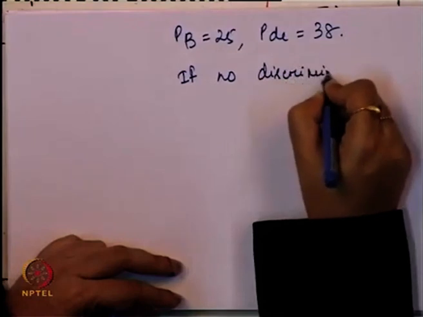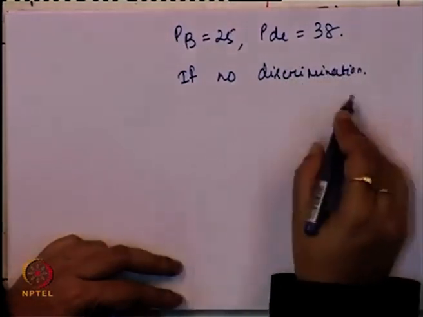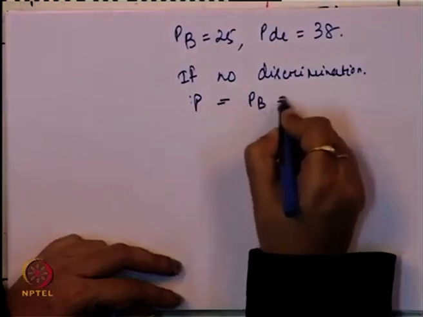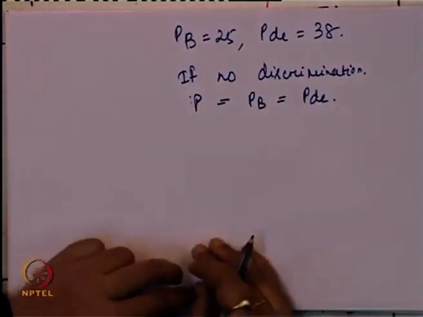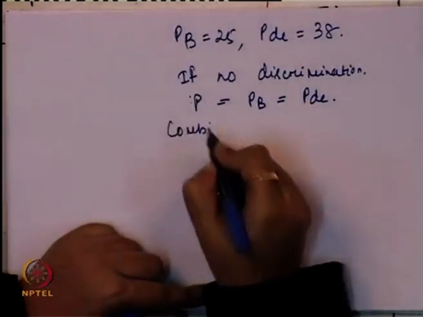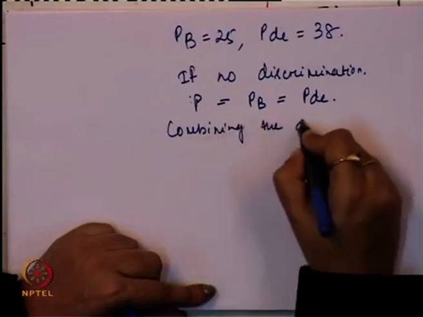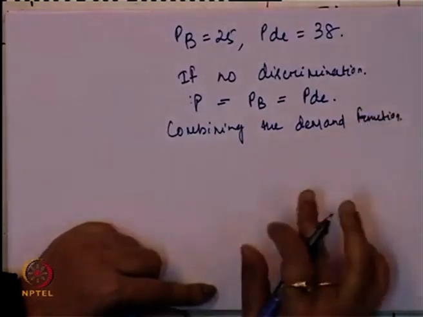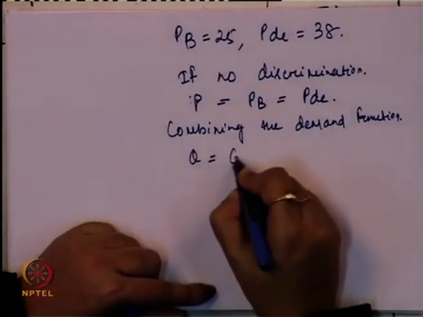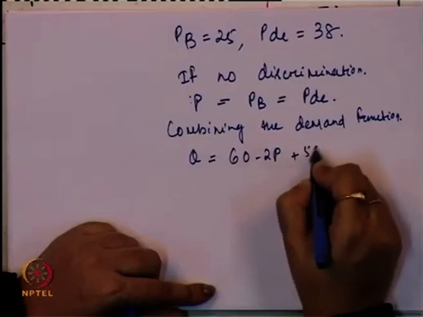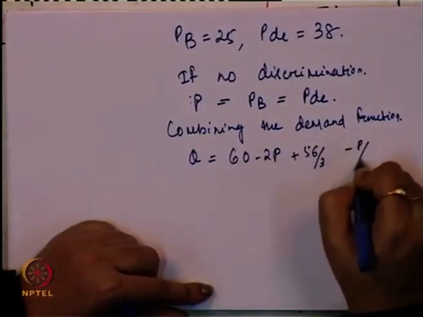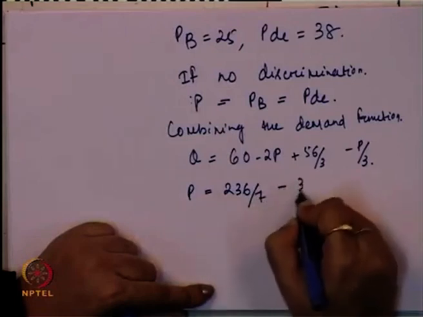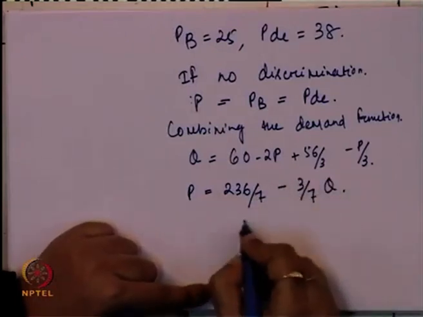If there is no discrimination, then we will get a combined demand curve. So basically no discrimination means the price of B should be equal to the price of DC. So combining the demand functions, we get a combined demand function taking both the markets. So here Q is equal to 60 minus 2P plus 56 minus 3P by 3. So P is equal to 236 by 7 minus 3 by 7 Q.